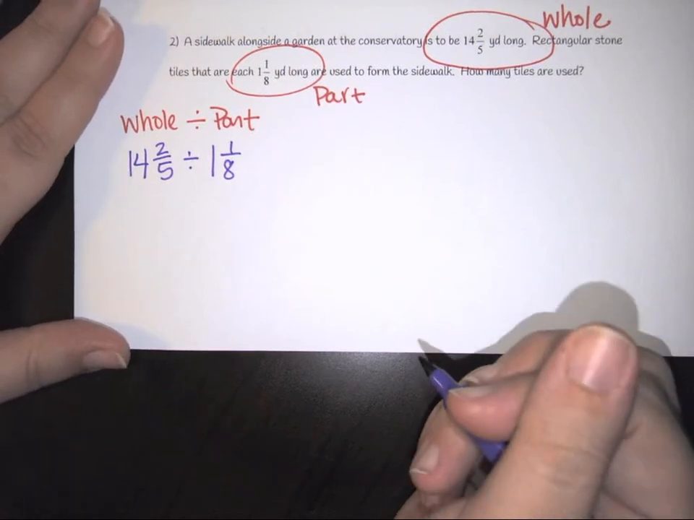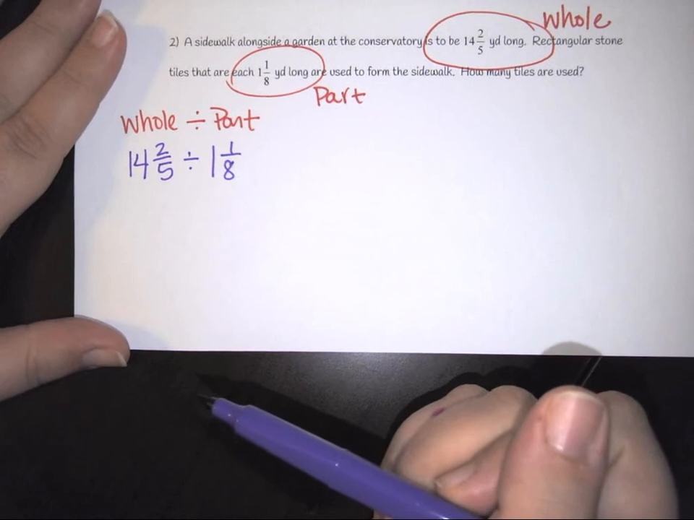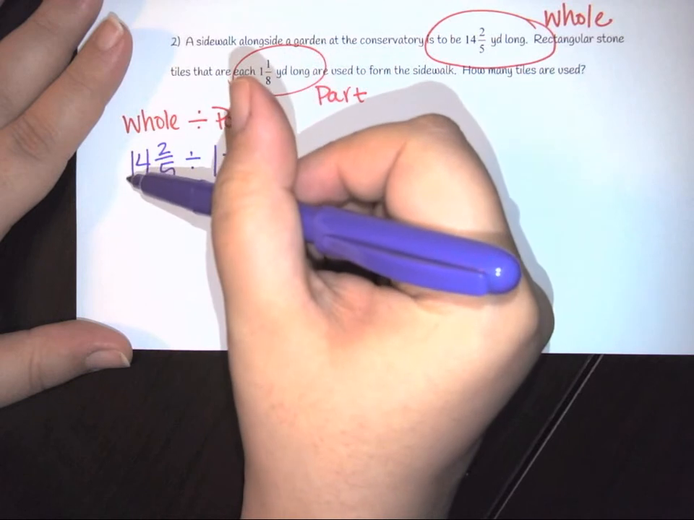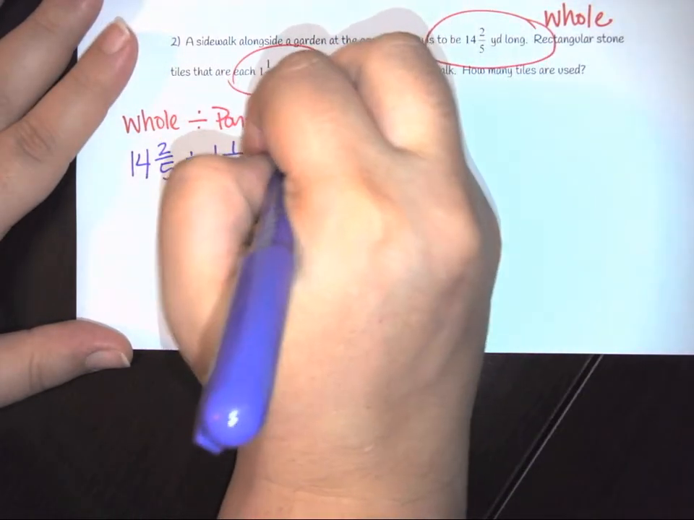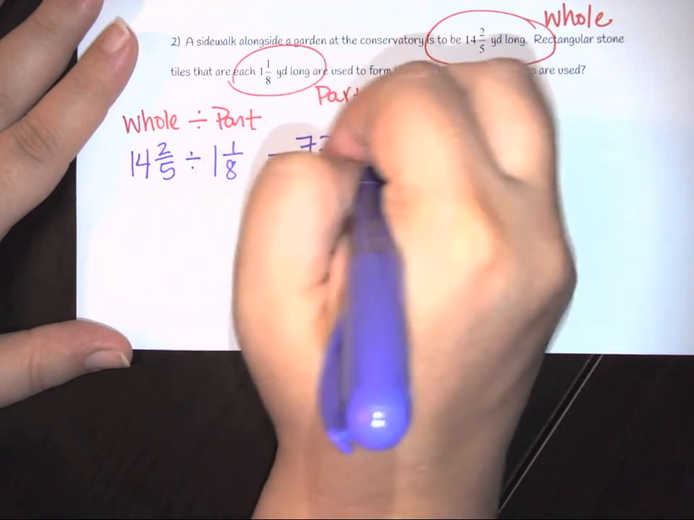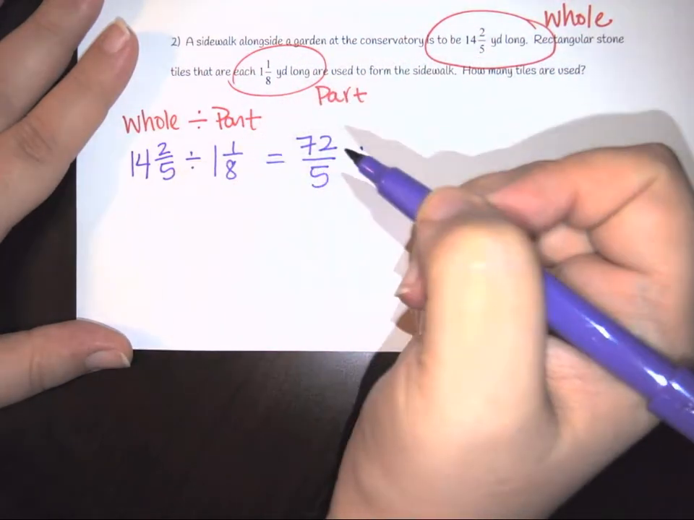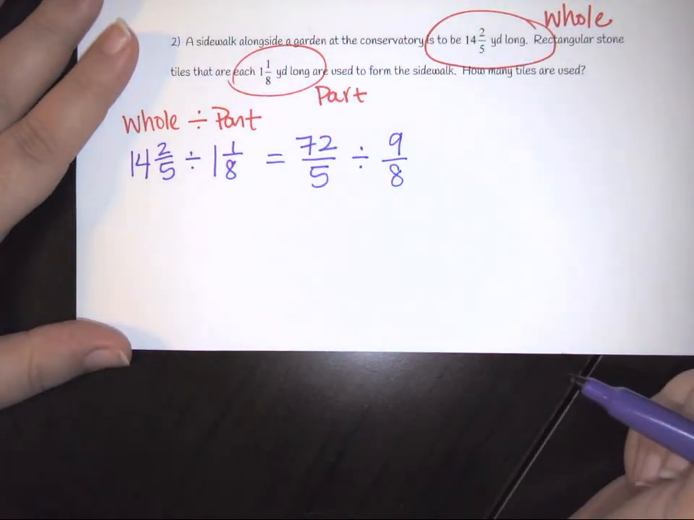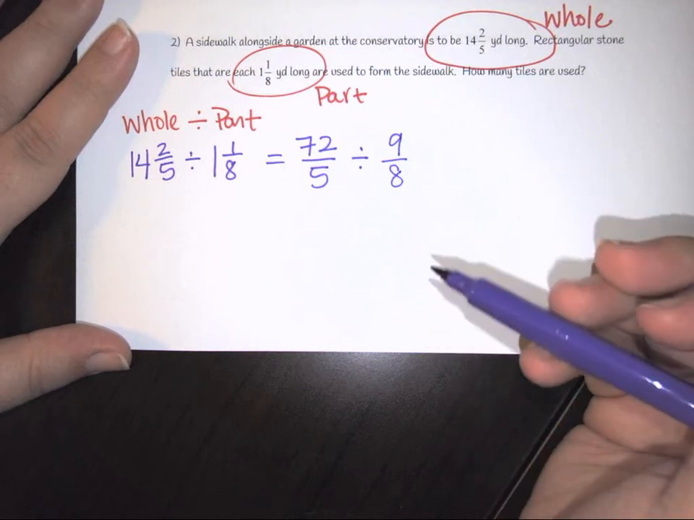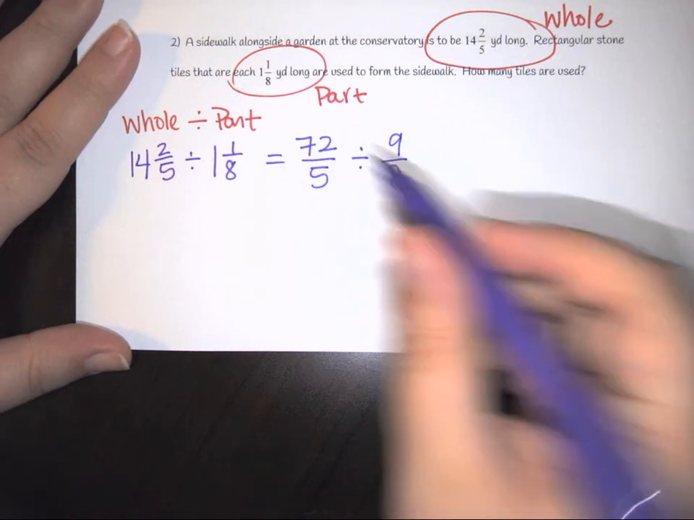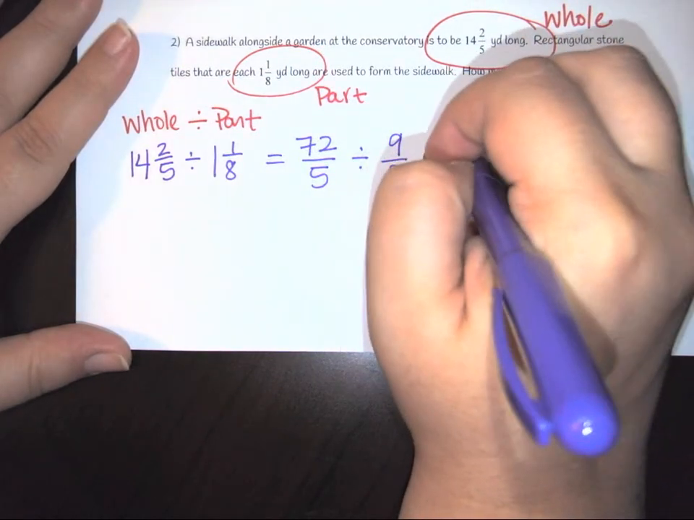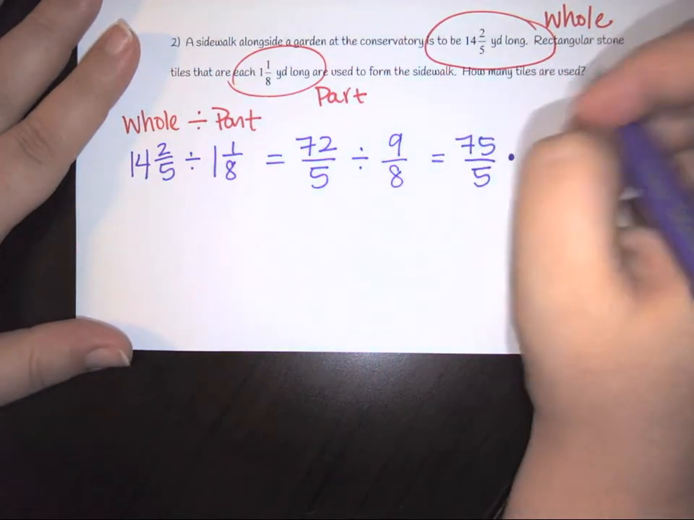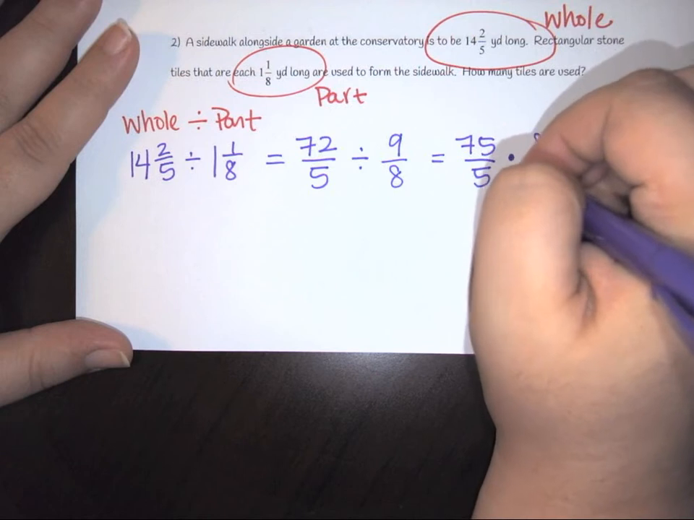Well, I need to translate both of these into improper fractions. So if I look at the first one, I have 14 times 5 plus 2 gives you 72 over 5. I am still dividing. 8 times 1 is 8 plus 1 is 9 over 8, and thus I have completed. So now I need to go ahead and apply my division rule, which says keep the first, so 72 over 5, change the sign, flip the second. So now this is 8 over 9.